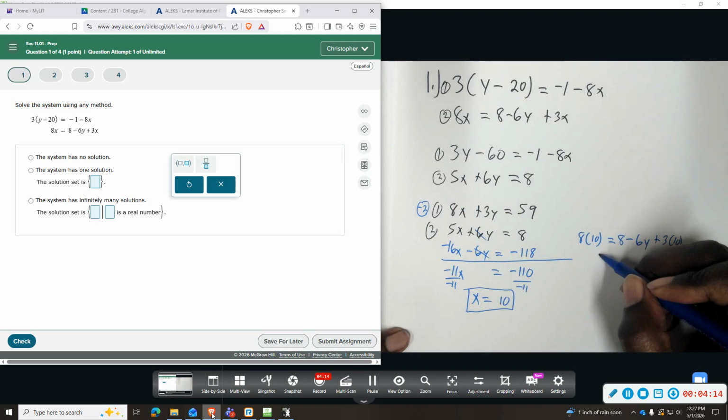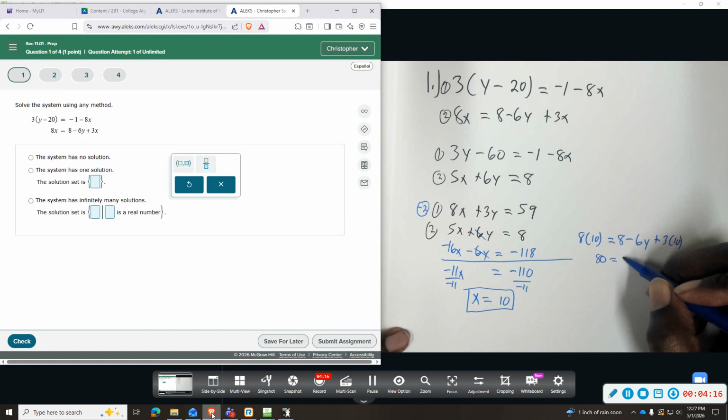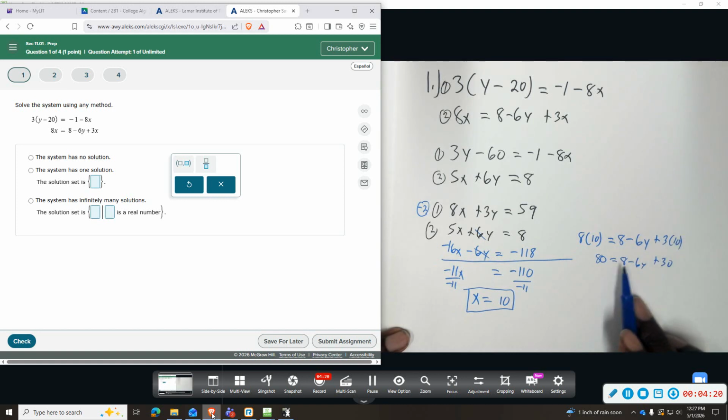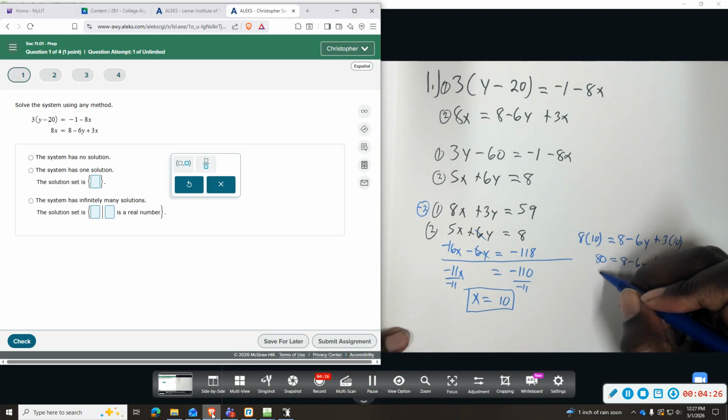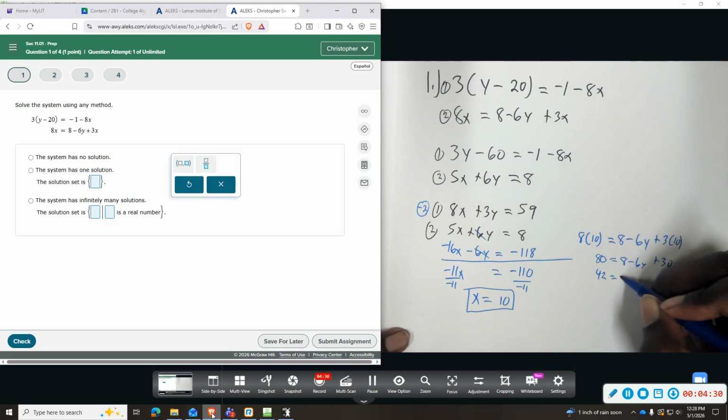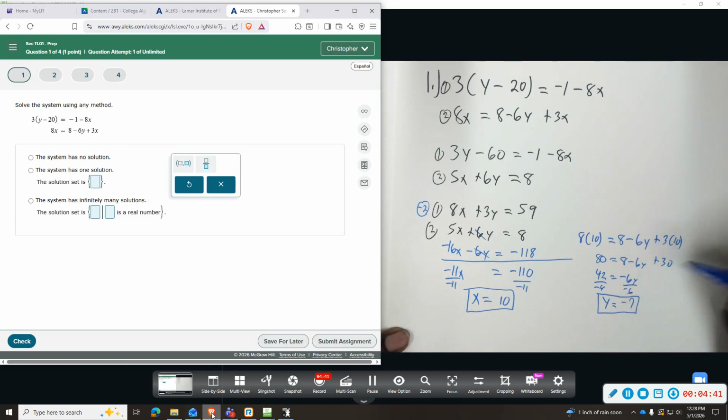This will give us 80 equals 8 minus 6y plus 30. That will give us 38. We'll subtract 38 from 80. 80 minus 38 will give us 42. -6y. Divide by -6. And we get y equals -7, provided we have not made any errors.